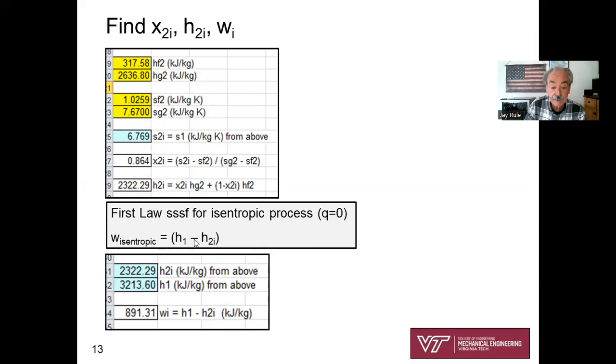W isentropic is H1 minus H2. I flipped the minus sign on the first law: Q minus W equals H2 minus H1. All right, so we're going to crank through it on the calculator to determine that the isentropic work is 891 kilojoules per kilogram. Got it.